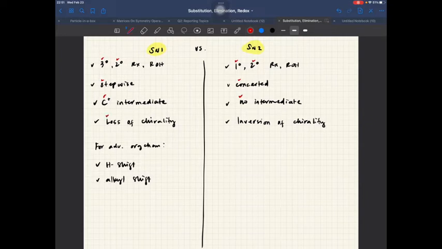This is for advanced organic chemistry. And for SN2 reactions, as we have learned previously, there's an inversion of chirality called Walden inversion. For advanced organic chemistry, SN1 reactions also result in what we call hydride shift and alkyl shift, but we shall not be discussing these two concepts in Org Chem 1.